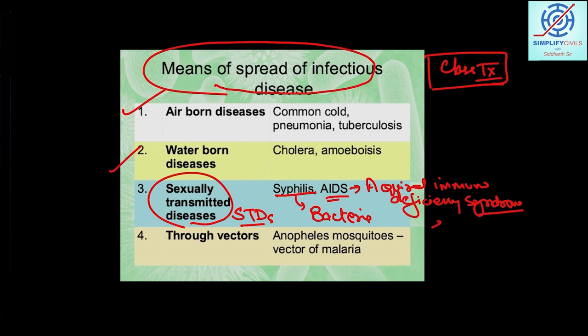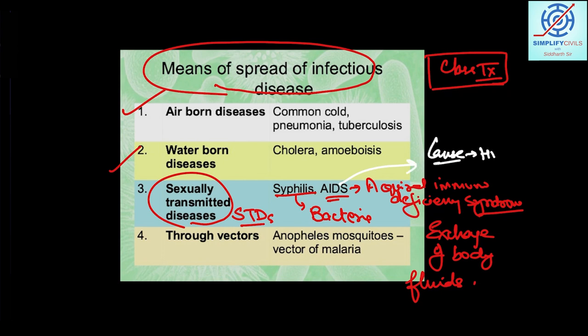So exchange of body fluids, the reason is exchange of body fluids from an infected person to a healthy person. If there is some kind of exchange of body fluids from an infected to a healthy person, the healthy person will also be infected. It is caused by a virus, and the name of the virus is HIV, human immunodeficiency virus.